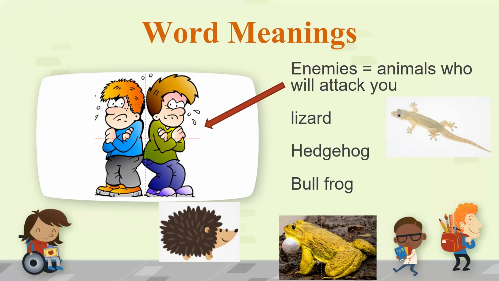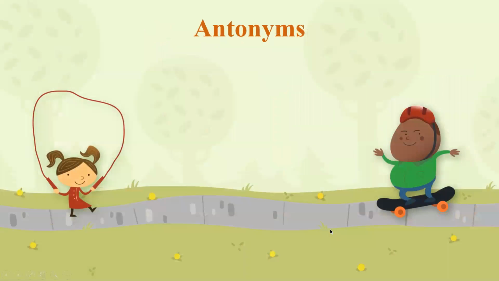Normally, it is a person also who attacks you, whom you do not like, whom you hate, who is called an enemy. Okay. So this is a lizard and this is a hedgehog and this is a bullfrog. See, you can see a balloon-like thing near his neck. So with this identity, we can identify the frog as a bullfrog. Yes. Some antonyms from the lesson.